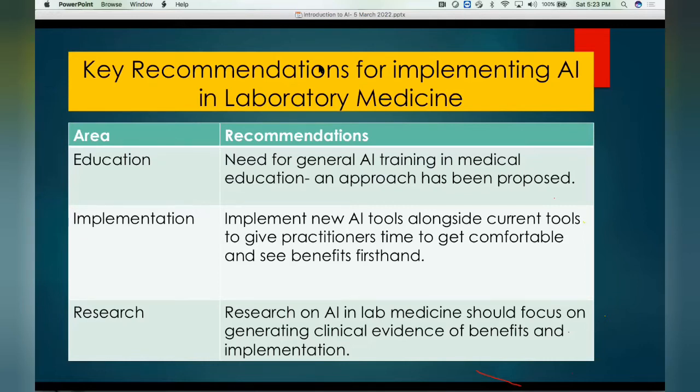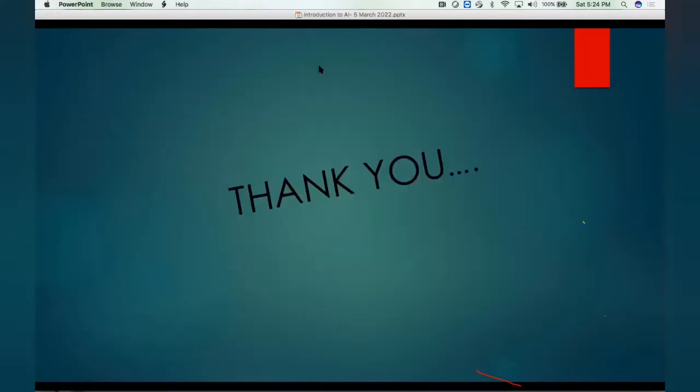How we can generate accurate inputs, and then what are the new areas where this artificial intelligence can be applied, so that we can apply this in many areas and we can help in better patient care.